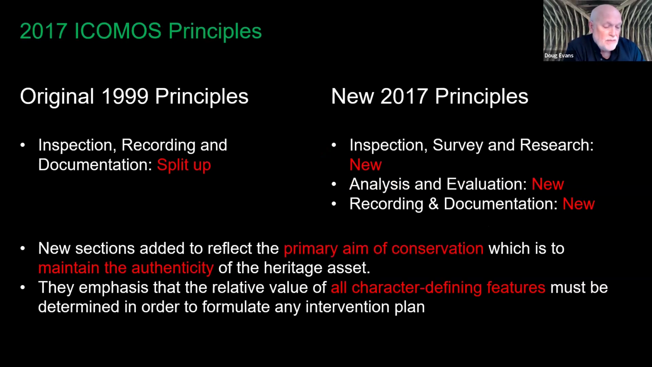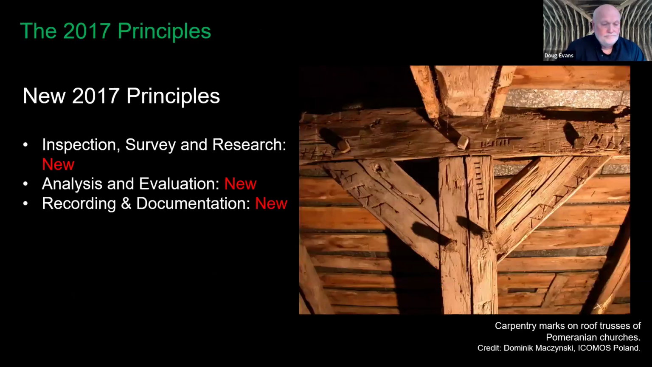The new sections on inspections, survey and research, analysis and evolution, and recording and documentation were added to reflect the primary aim of conservation to maintain the authenticity of the heritage asset, and that the relative value of all character defining features must be determined in order to formulate any intervention plans. Principles for the non-destructive testing were extended, and the need to record such things as carpenter's marks were added.